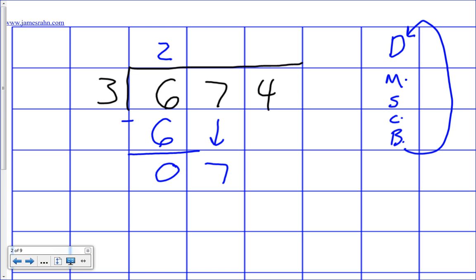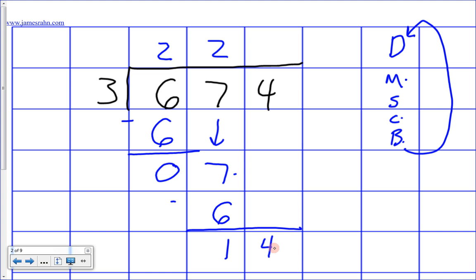All right, so now I'm going to divide. 7 divided by 3, 2. So I'll put the 2 here. 2 times 3, 6. Check my steps. Next is subtract. 7 minus 6, 1. That is less than 3, which is good. Bring down 4.